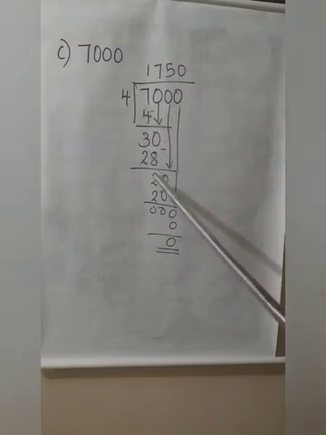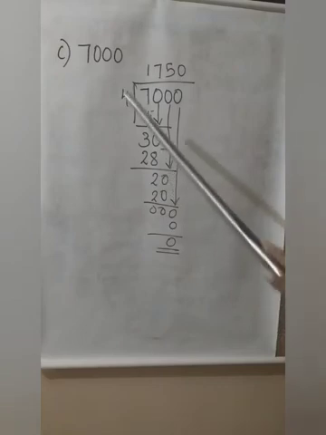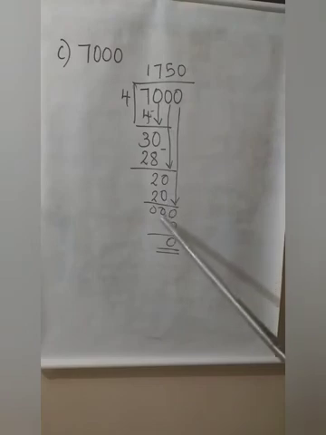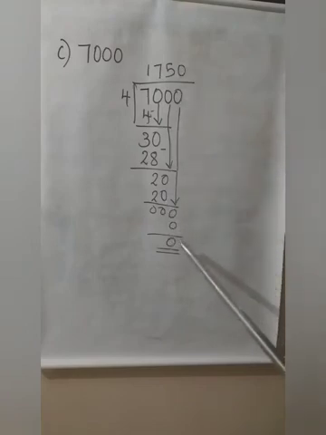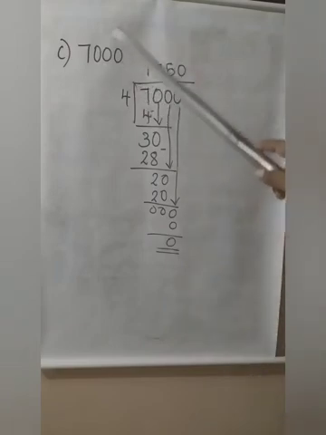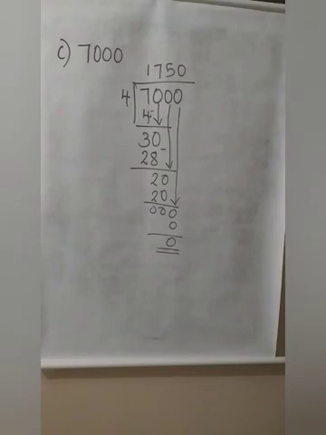Subtracting, what are you getting? 2. Writing down the next 0, you are having 20. In 20, 5 times. So 5 fours are 20. Subtracting, 0. Again one more 0 is there, so we write that same 0. So when you get a number like this, when the ones and tens digits are 0, then we can say that the number is divisible by 4.